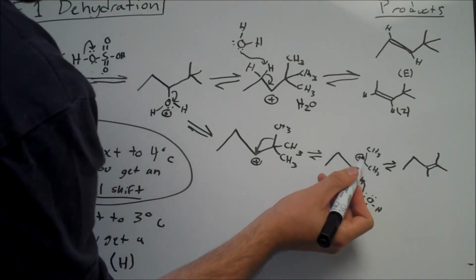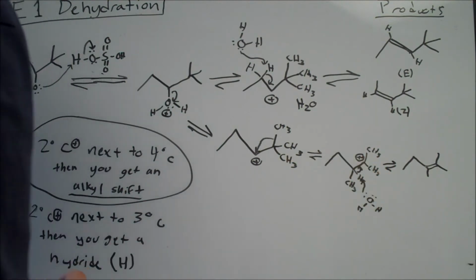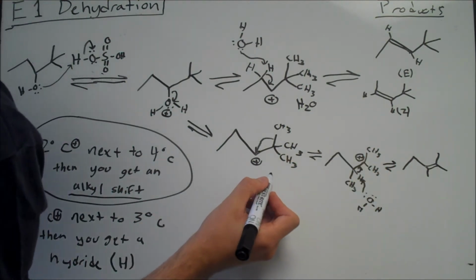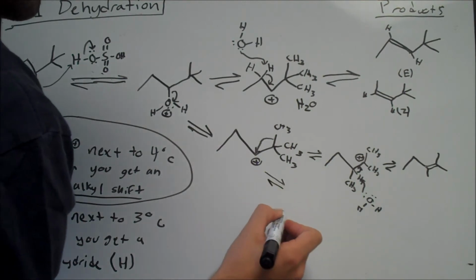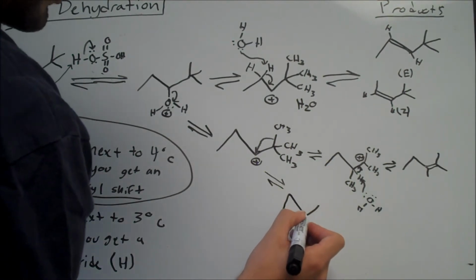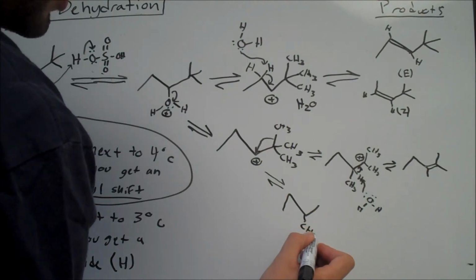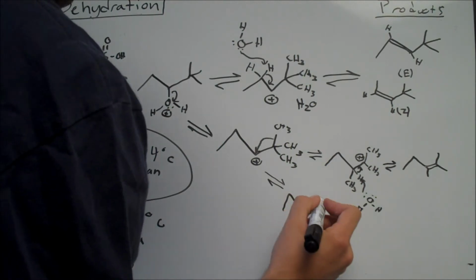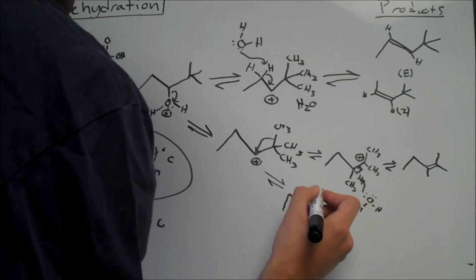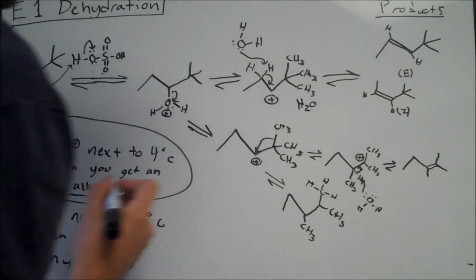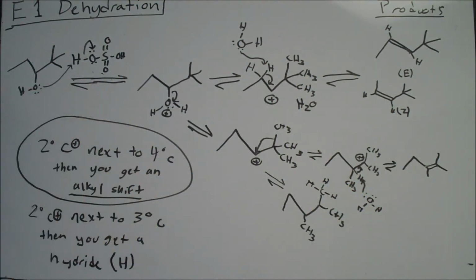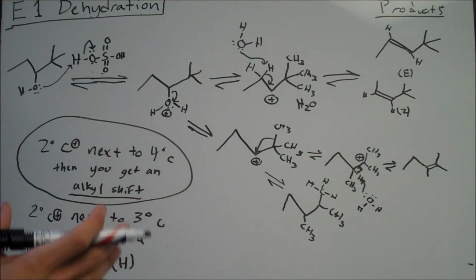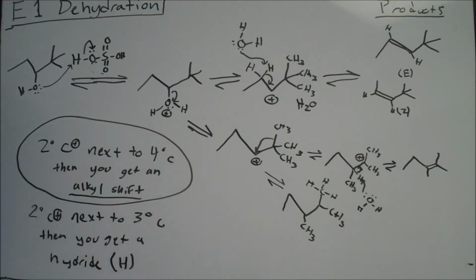Also, notice this is our new alpha carbon. We have hydrogens on both of these methyl groups. Okay? So another thing we can get after our alkyl shift. Remember, this is one of the most complicated examples that you can really go through, because you're dealing with the shift of the alkyl, and it can get a little confusing when you're trying to keep track of when you're going to get shifts. But this is the easiest way to remember it. Secondary next to quaternary, then you get an alkyl shift. Secondary next to tertiary, then you get a hydride shift. That means a hydride, the hydrogen and its electrons, move over.